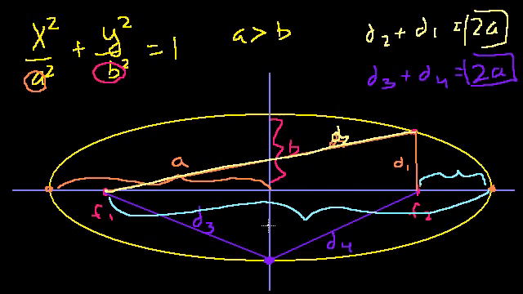So let's figure out how to do that. One thing to realize is that these 2 focus points are symmetric around the origin. So whatever distance this is right here is going to be the same as this distance right there, because these 2 points are symmetric around the origin.